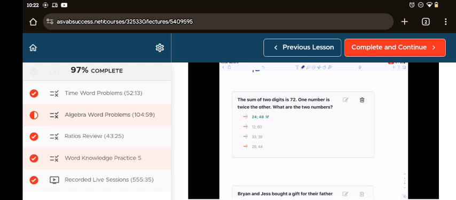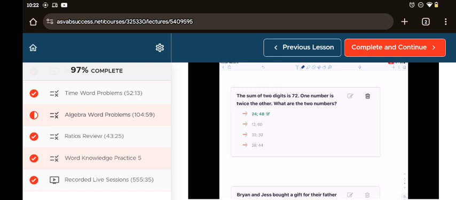So it says, the sum of 2 digits is 72. One number is twice the other. What are the two numbers? A very common tactic that people like to use is just kind of figure out which answer choice fits both of these criteria. And if you want to do that, that's fine. But I'm going to do it the algebraic way so that we can keep practicing the same steps that you would do for other kinds of questions.